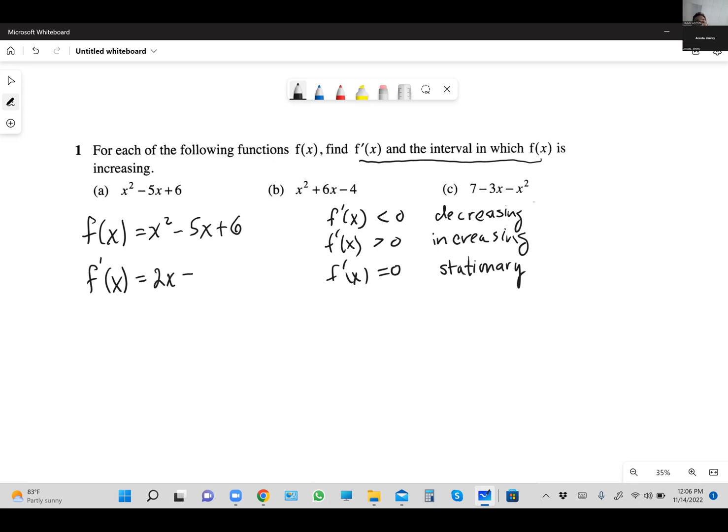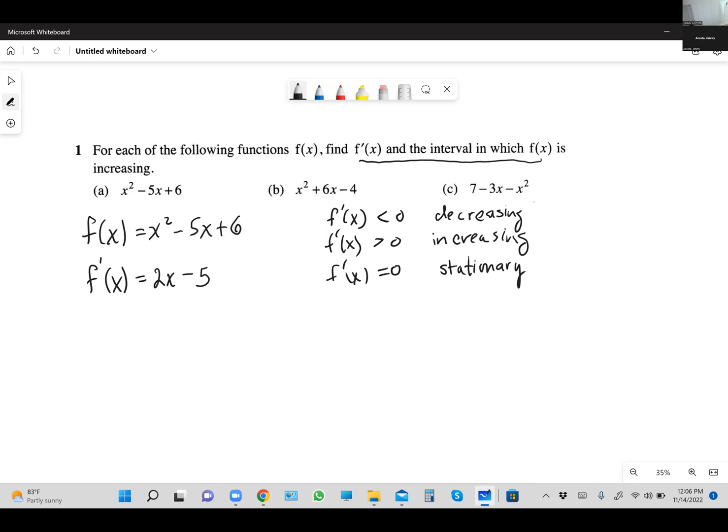2x minus 5. I'm so happy my Promethean board is working. It was not working for half the day. I don't understand why. But now it's working. I'm so happy. Did that sound authentic? Okay.